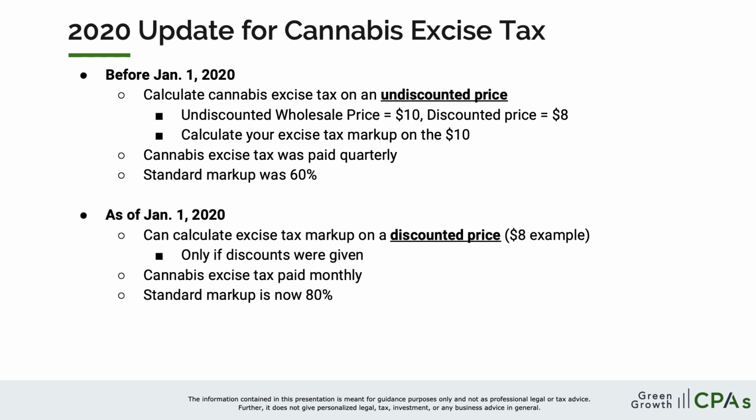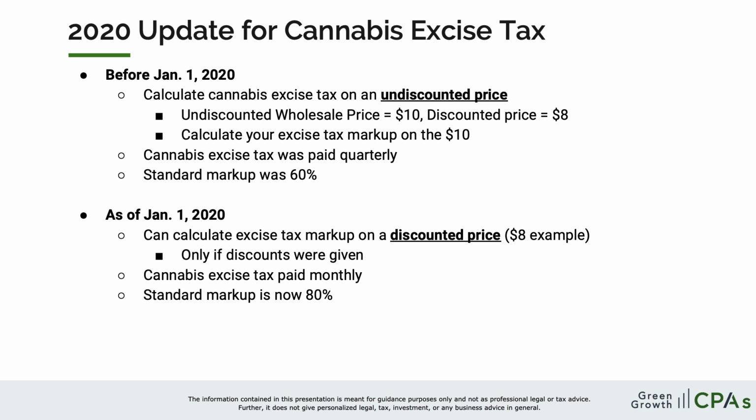Now, the changes from the CDTFA state that as of January 1st, 2020, you can calculate your excise tax markup off that discounted $8 price from that example above. And additionally, the payments for cannabis excise tax now need to be remitted monthly and not quarterly. And lastly, that standard markup is now 80% of the wholesale price.